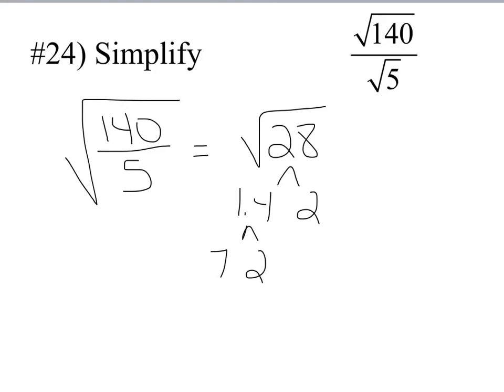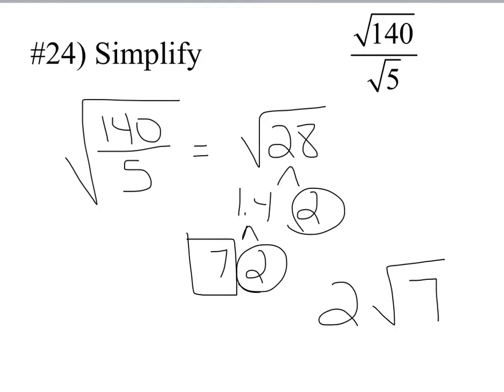In order to bring a number out front, you have to see what the index is. Here my index is 2. So I'm going to say I can bring a 2 out front, and I have to leave a 7 inside. So my answer is 2 square roots of 7.